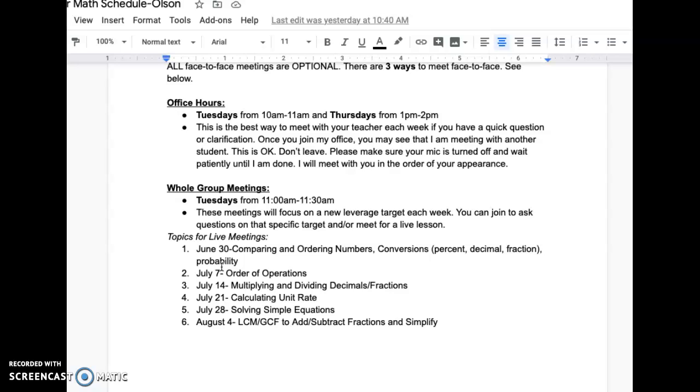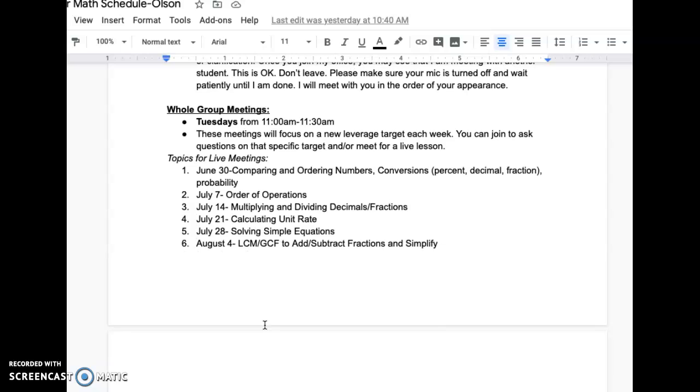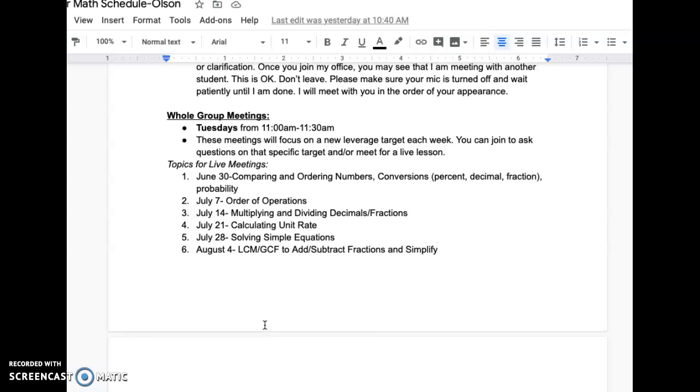You're going to be thinking about it in terms of what time you have during the summer, and set up the weeks. I would look at the calendar, and then I would look at that syllabus or those leverage targets, and then I would make sure that I have completed those leverage targets by the end of that week, August 4th, because the following week is when we will be taking that final assessment.